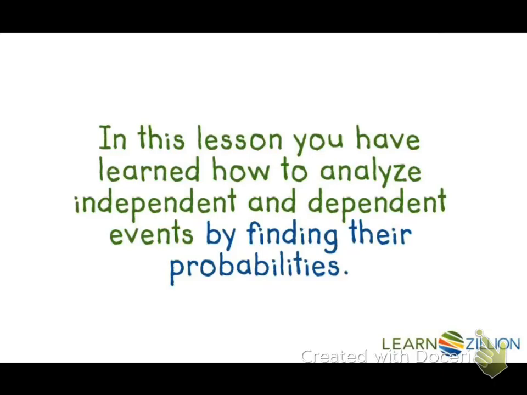In this lesson, you have learned how to analyze independent and dependent events by finding their probabilities.